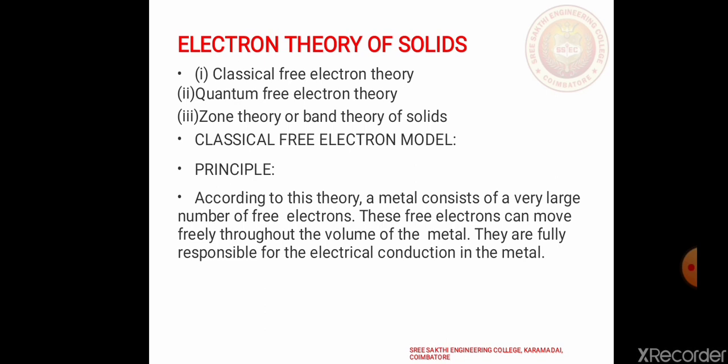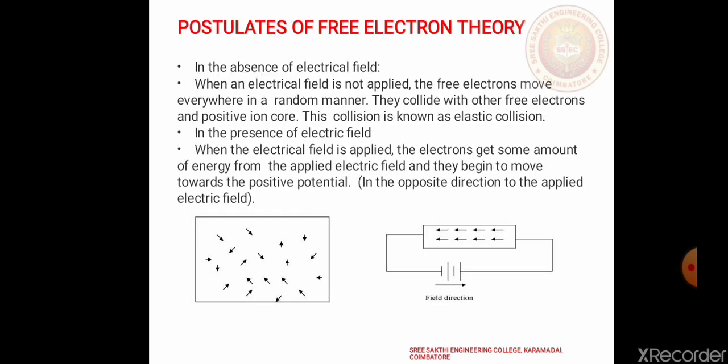Now we are going to see the classical free electron model. The principle is, according to this theory, a metal consists of a very large number of free electrons. These free electrons can move freely throughout the volume of the metal. They are fully responsible for the electrical conduction in the metal. After the discovery of the electron, Drude and Lorentz attempted an explanation of electrical and thermal conductivities based on the assumption that the metal contains a certain number of free electrons, and hence it is called free electron theory.